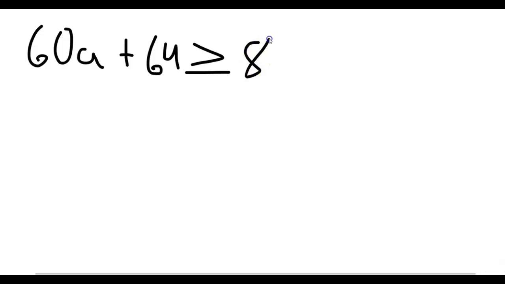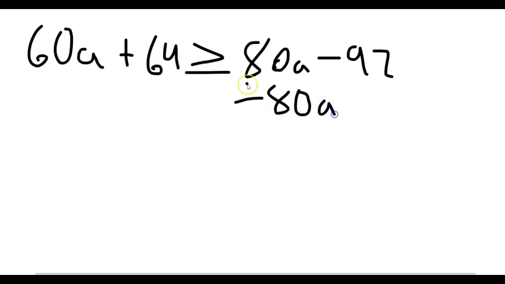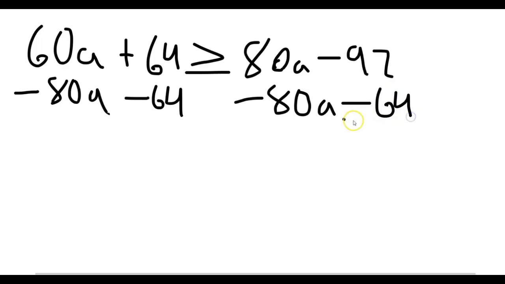So let's start off with 60a plus 64 is greater than or equal to 80a minus 92. First, we need to get the a on one side and everything else on the other. So let's do minus 80a here, minus 64 here, and then minus 64 there.